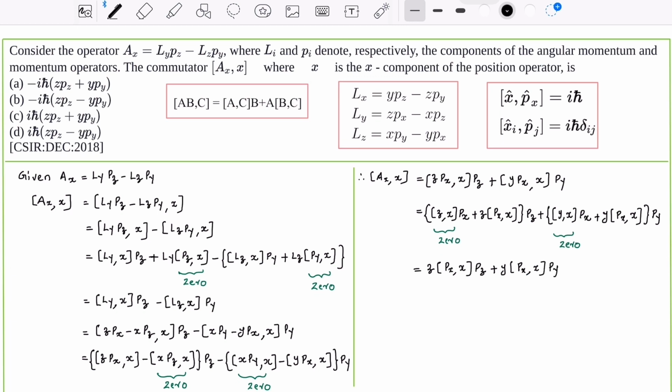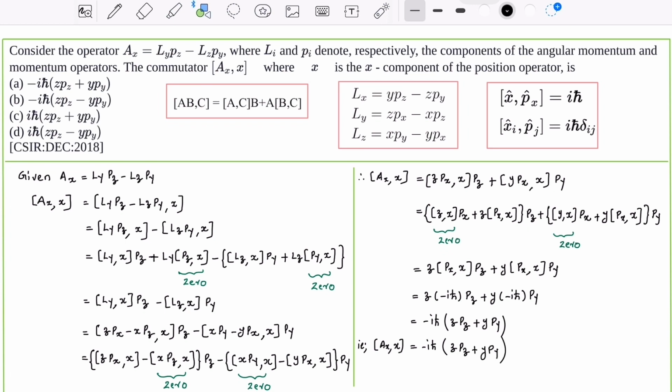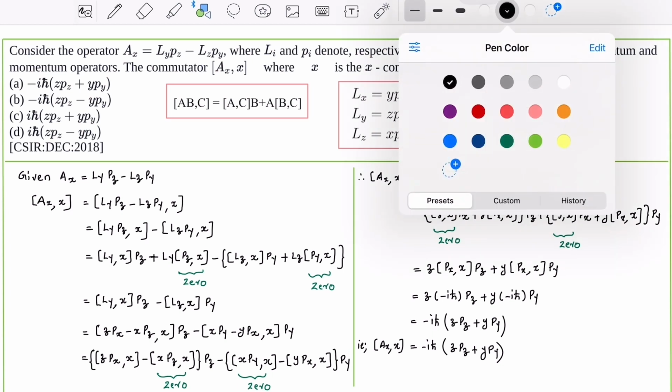We have the commutator of x and px equal to i h bar. Therefore, our commutator becomes z times minus i h bar, pz, plus y times minus i h bar, py, and this is equal to minus i h bar times (z pz plus y py). That is, the commutator of Ax and x equals minus i h bar (z pz plus y py). Hence, from the given options, we can say that option A is the right option.